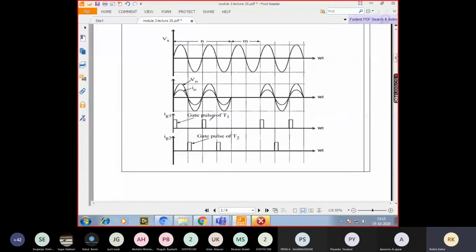During the positive half cycle as well as the negative half cycle, the gate pulse is applied to the circuitry, because of which the thyristor will be conducting. Whereas in the off period, you don't find any gate pulses applied. Because the gate pulse is not applied to the circuitry, the device will not conduct. Either T2 or T1 will not be conducting.